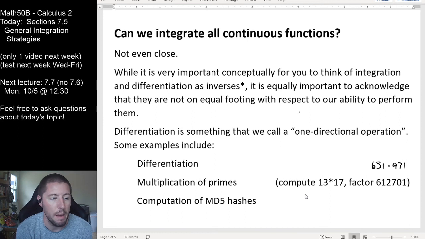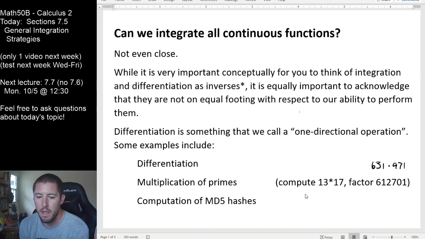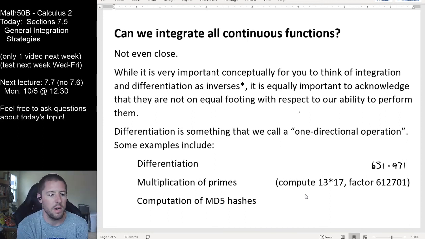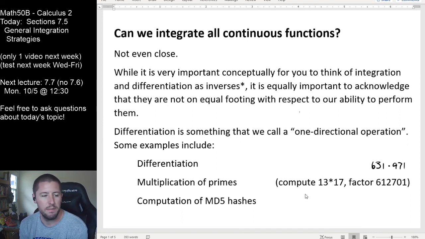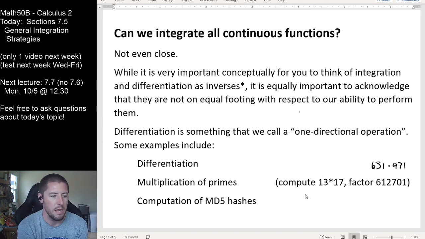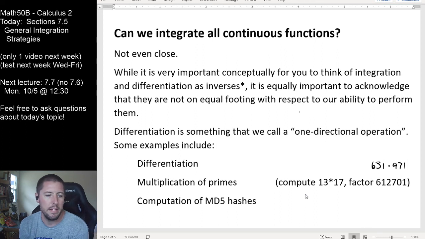But multiplying two prime numbers together is trivially easy, right? So multiplying prime numbers is one-directional. We can do the multiplication, but if you're given a number that's the product of two primes, even with a computer, it might take literal days to compute the prime factorization.